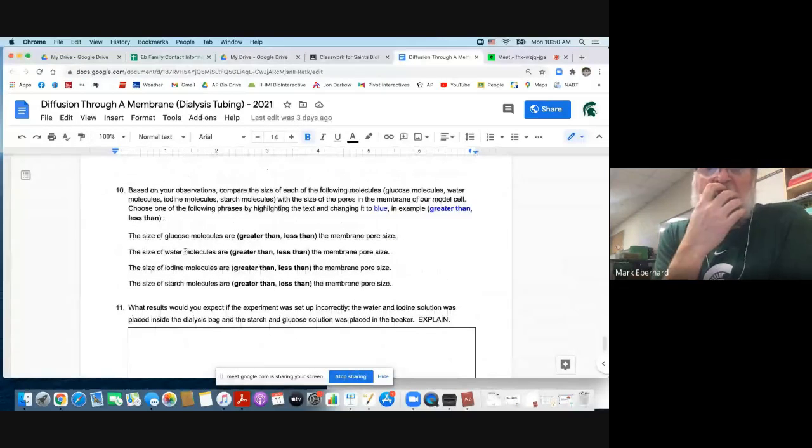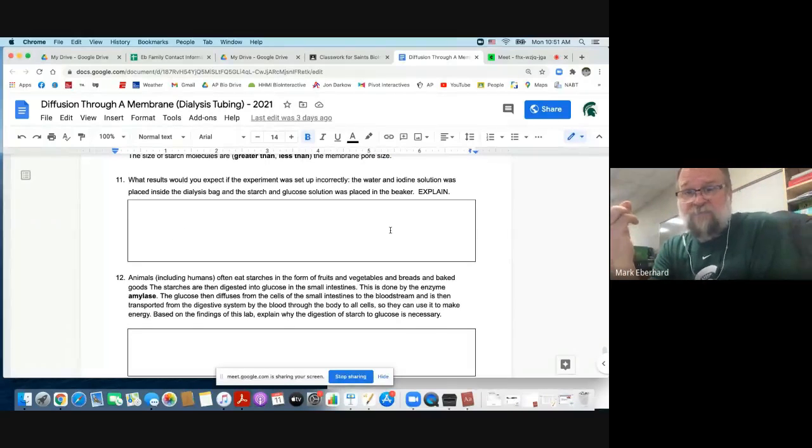Number 10, you're supposed to change the correct answer to blue. The first 3 would all be less than. Glucose, water, and iodine were all less than the size of the pore. Thus they could move through. Starch would have been the only one that was greater than, thus it could not move through.